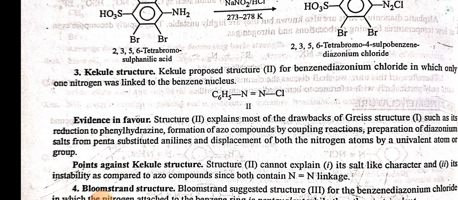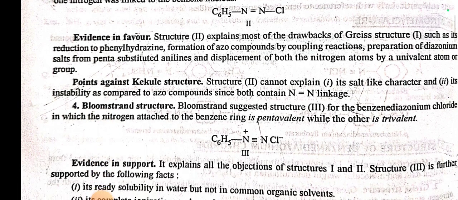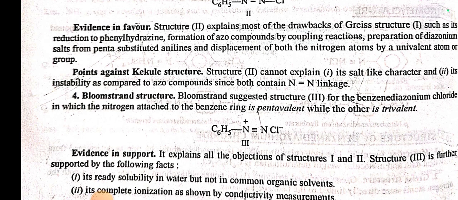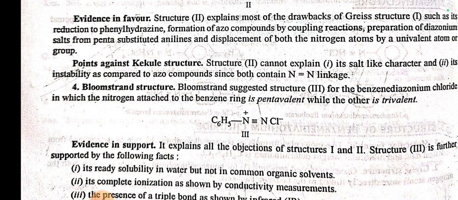Number 3. Kekulé structure. Kekulé proposed structure 2 for benzene diazonium chloride, in which only one nitrogen was linked to the benzene nucleus. Evidence in favor. Structure 2 explains most of the drawbacks of Griess structure, such as its reduction to phenylhydrazine, formation of azo compound by coupling reaction, preparation of diazonium salt from penta-substituted aniline, and displacement of both the nitrogen atoms by a univalent atom or group. Points against Kekulé structure. Structure 2 cannot explain its salt-like character and its instability as compared to azo compounds, since both contain N=N linkage.